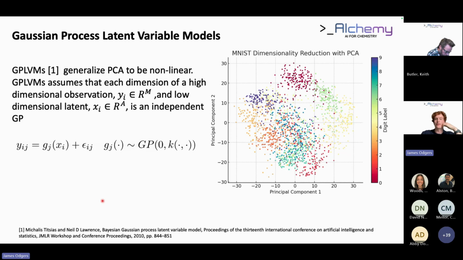But the key idea is that we have a high dimensional observation y, and we have a low dimensional latent vector. And what we do is treat each output of the observation as being independent, and we place a Gaussian process prior over it. By doing this, we can get a nice Bayesian posterior for the latent space. If people are familiar with it, they can think of this as a non-linear generalization of principal component analysis.